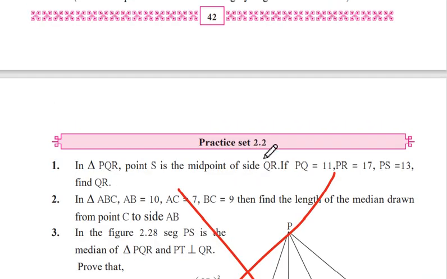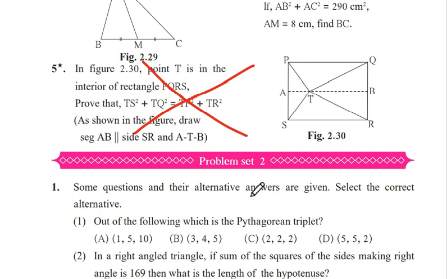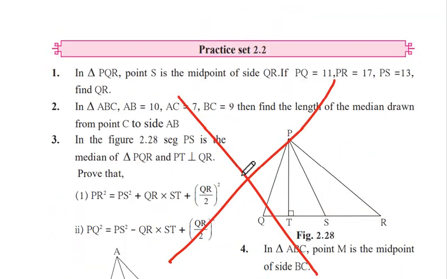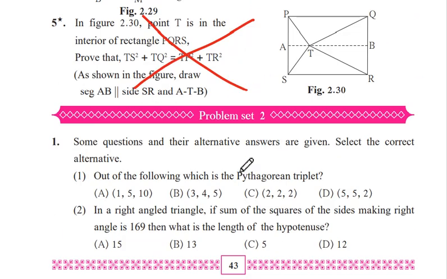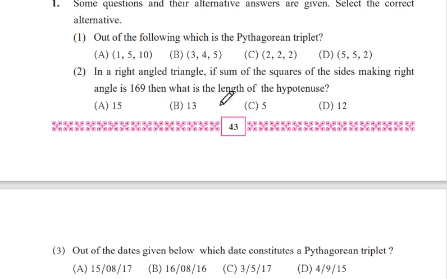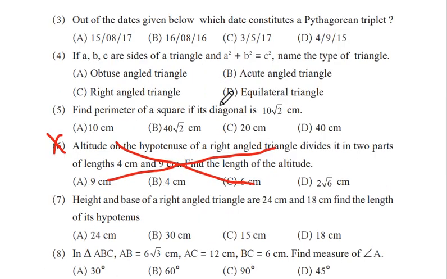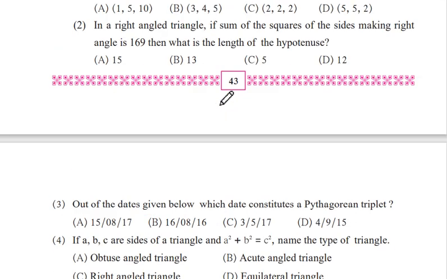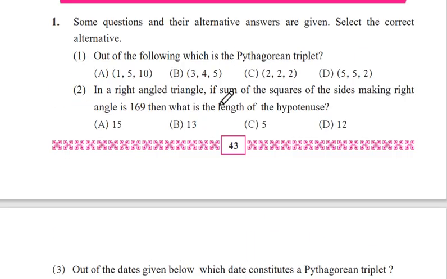Then exercise 2.2, that is practice set 2.2. Again in practice set 2.2, we have 5 sums. The whole 5 sums have been reduced. See, wow, so many sums have been reduced. These are the sums which we don't have time to do, so they have reduced them. We should be very thankful to our Maharashtra board here. I know I can see the smiling faces. I can feel it from my side. Now next we'll go to problem set 2.